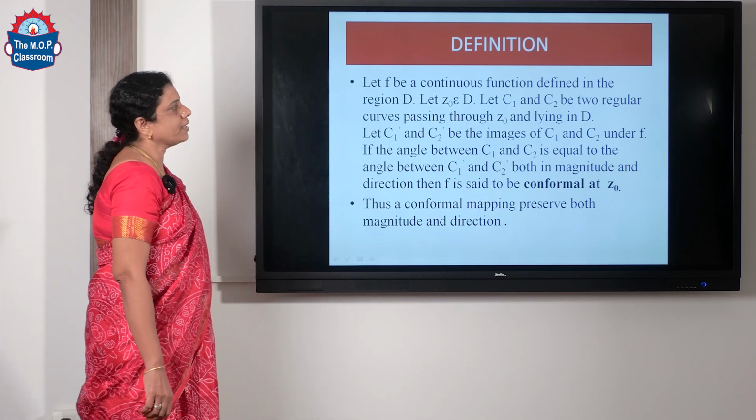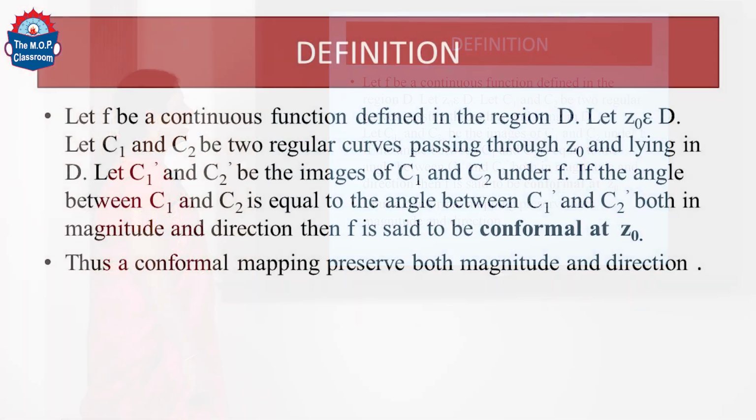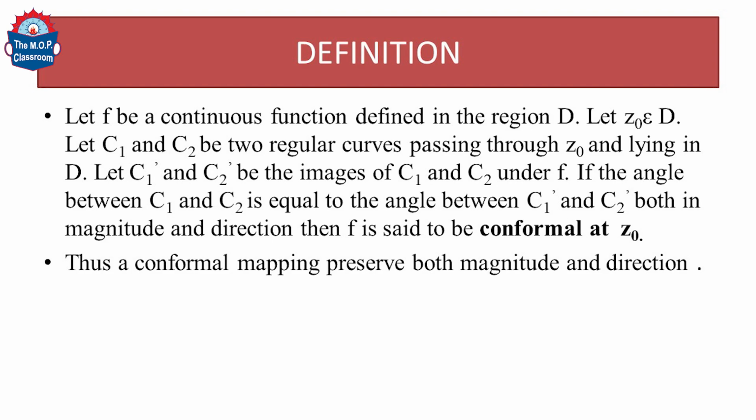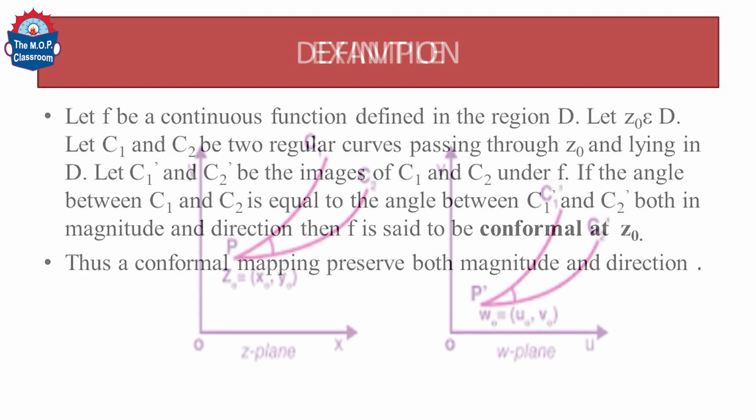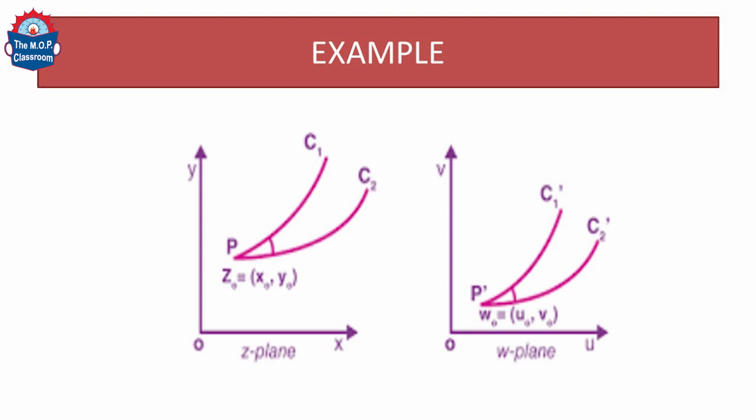Now, we will see the definition of a conformal mapping. Let f be a continuous function defined and regular in the region D. Let z naught belong to D. So, we have a point z naught in the region D. Then we define two regular curves C1 and C2. What do we mean by a regular curve? A regular curve is one whose derivative is not equal to 0 at the point z naught. C1 and C2 intersect at z naught, which is x naught comma y naught.